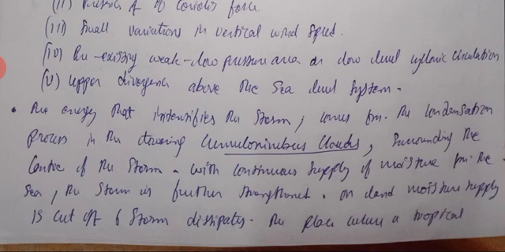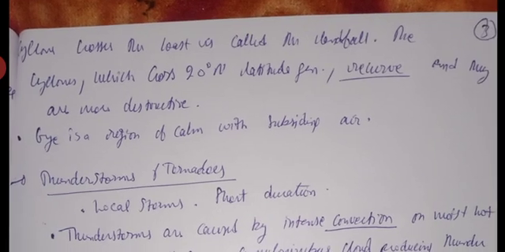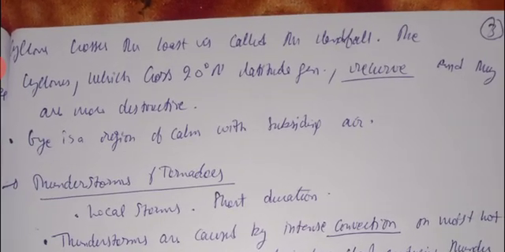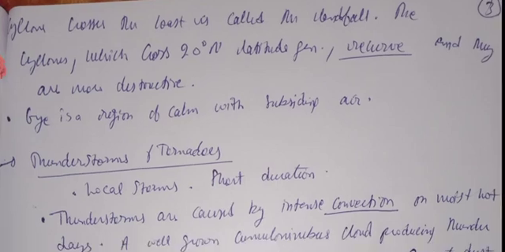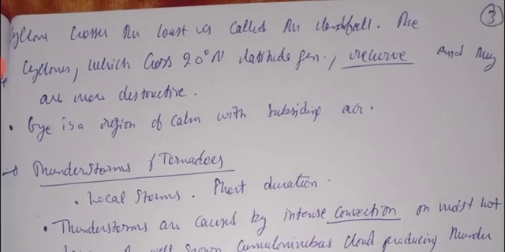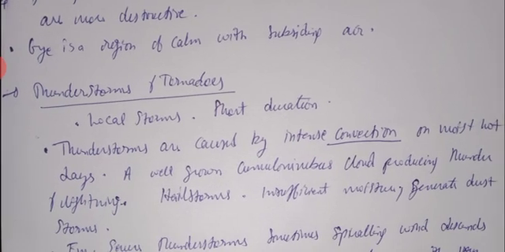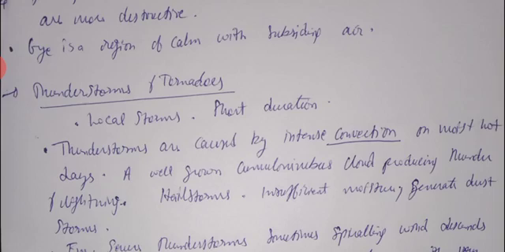The place where a tropical cyclone crosses the coast is called the landfall. The cyclones which cross 20 degrees north latitude generally recurve and are more destructive than normal cyclones. The eye of the cyclone is a region of calm with subsiding air.